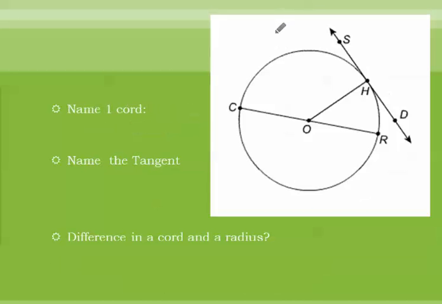Let's move on. Okay, this one's simply saying to name a chord. A chord goes all the way across the circle. So CR, line segment CR, would be a chord. Name the tangent. Well, line segment or line SD would be a tangent line for that one. So what's the difference in a chord and a radius? Chord goes all the way across.